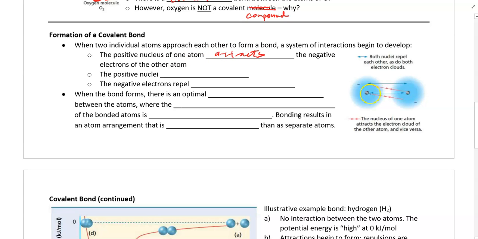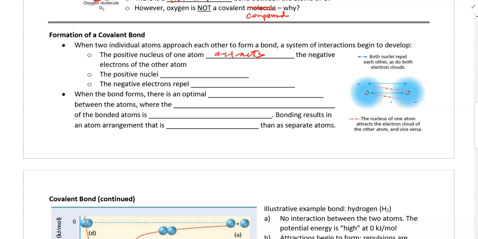If you look over here on the right side, you have one atom, second atom. Here's the nucleus in the middle, it's positive. And as you can see right here with this red thing, you have this sort of attraction: the positive nucleus being attracted to the negative electron cloud. And then vice versa, this nucleus in the middle is positive, attracting the negative electron cloud over here. So there are some attractions going on there.